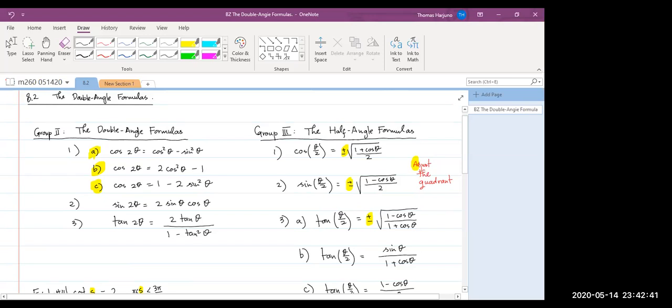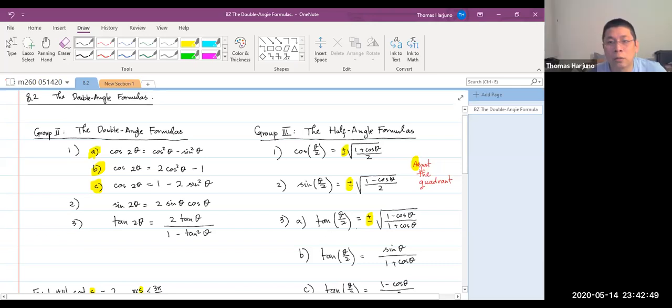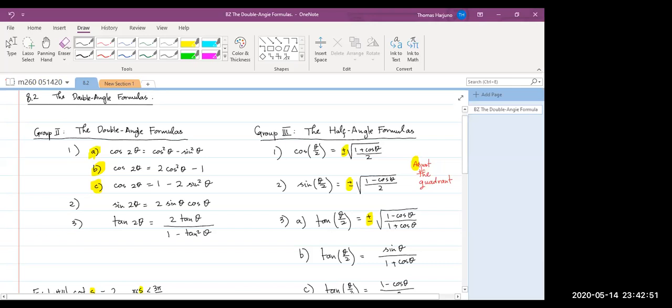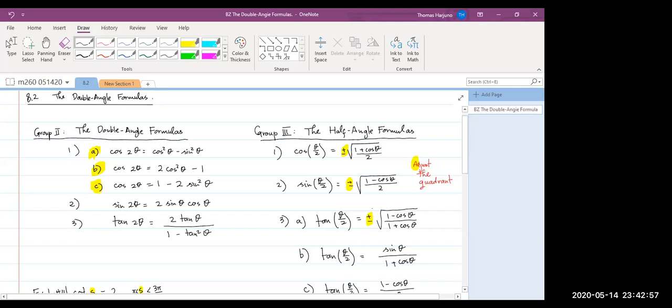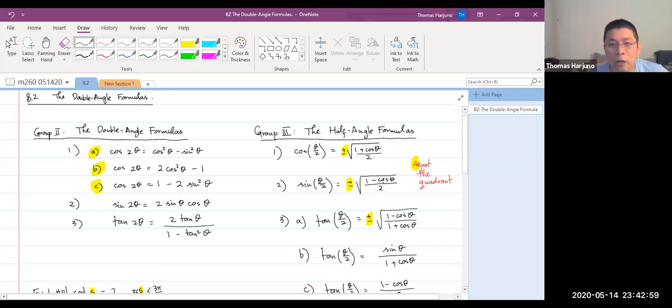Number three, I don't think that is how it's supposed to be. Number 3a, shouldn't the denominator be 2? No, that's correct, because you just divide sine over cosine. Then the radical 2 cancels, right?